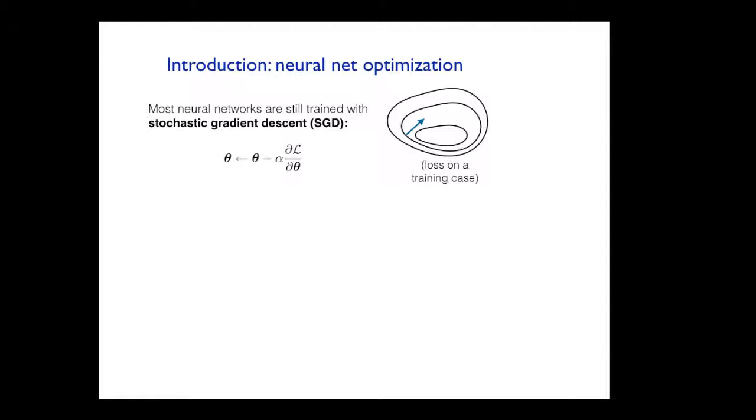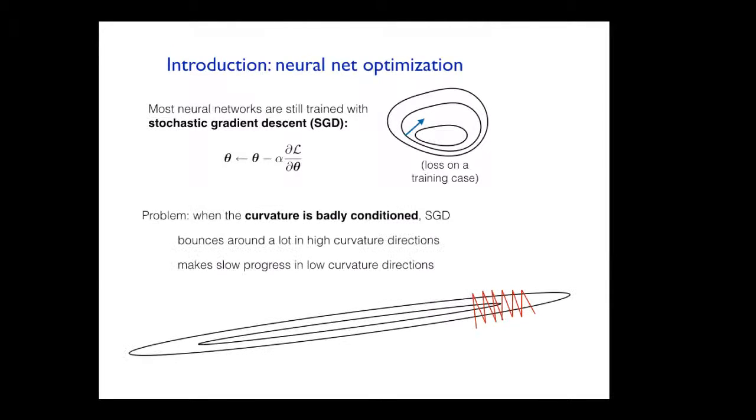So why do we get this slowdown? Well, most neural networks are still trained using stochastic gradient descent. And that's a training procedure where in each iteration, we pick a training example or a handful of training examples, and we update the parameters in the direction that decreases the cost function on those training examples. And it's intuitively nice, but it has problems when the loss function is badly conditioned. So for instance, if we have a very elongated loss function, what happens is that the algorithm bounces around really quickly in directions of high curvature, and it makes very slow progress in directions of low curvature.